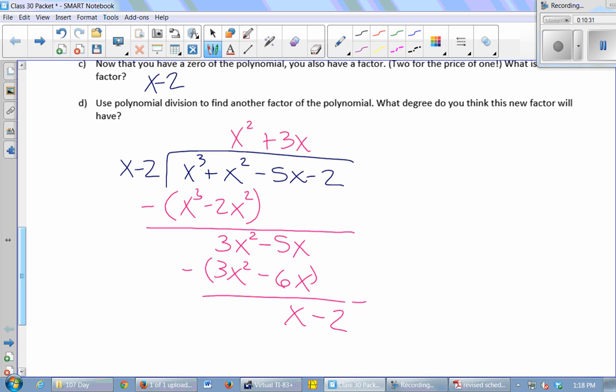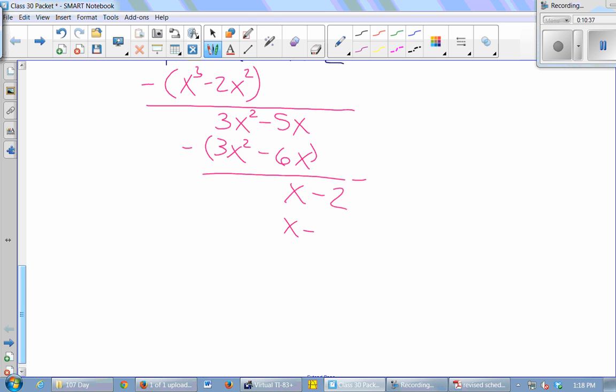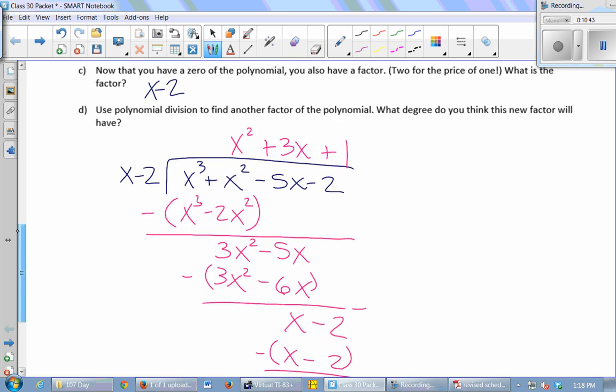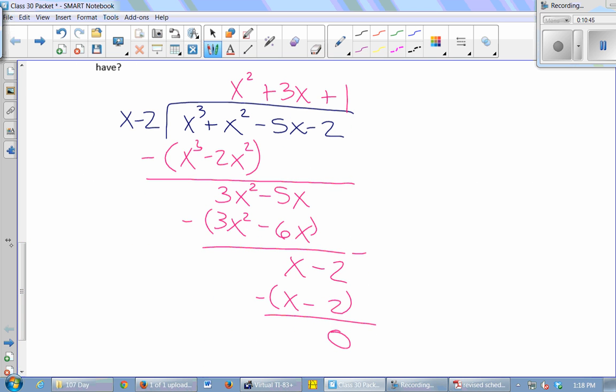What do you multiply x by to make an x? 1. 1 times x minus 2 is x minus 2. Subtract, and I get 0. If I didn't get 0, I would know I did it wrong, because I know x minus 2 is a factor, because x equals 2 is a 0. Unless I made a typo in my graph or something.